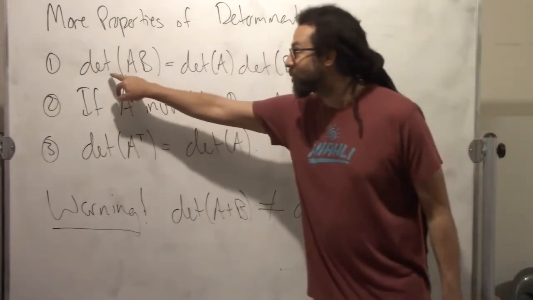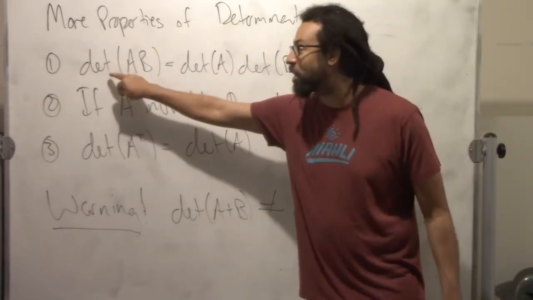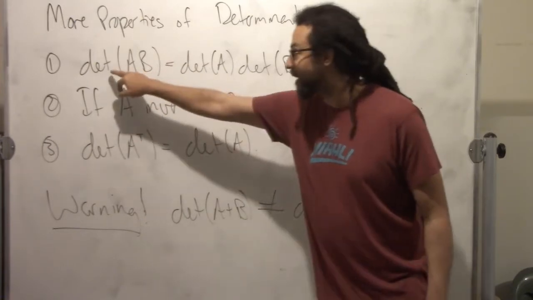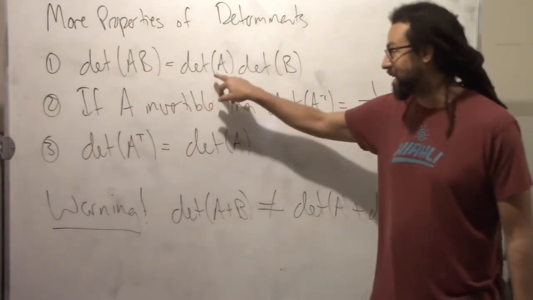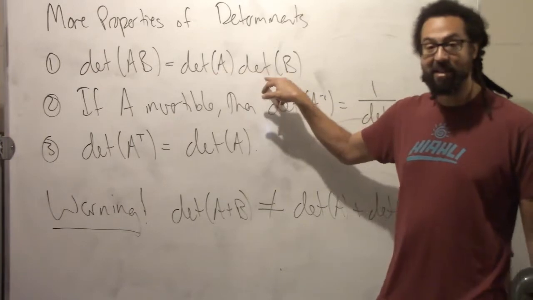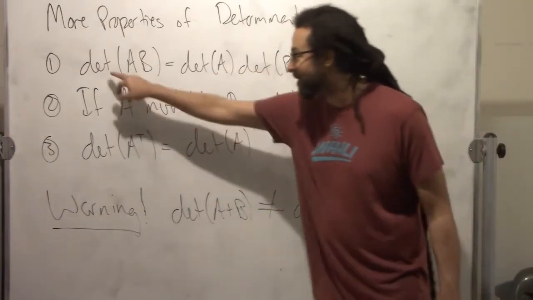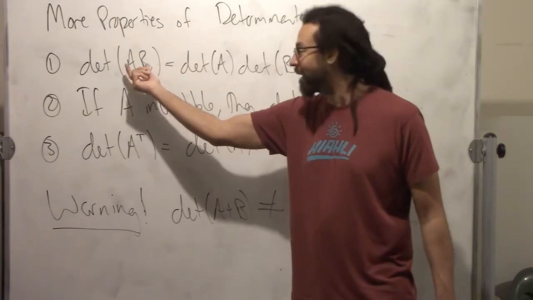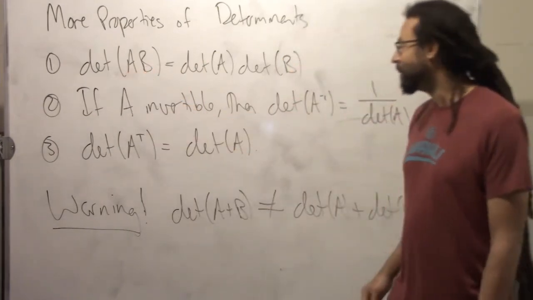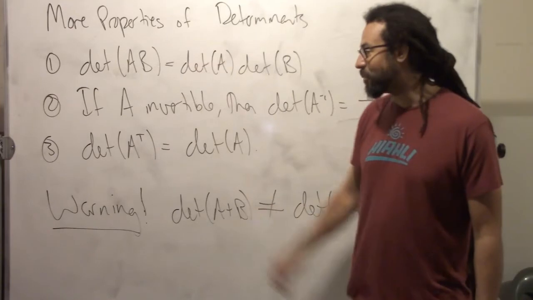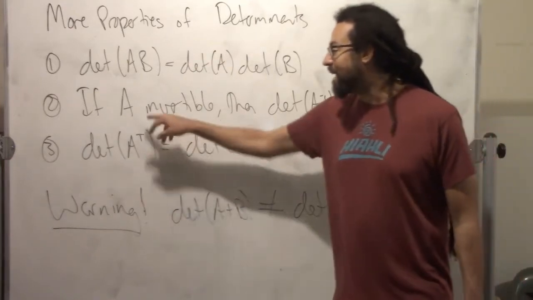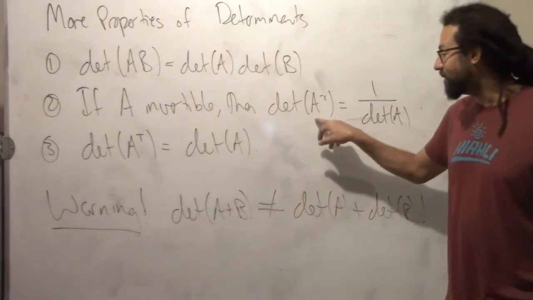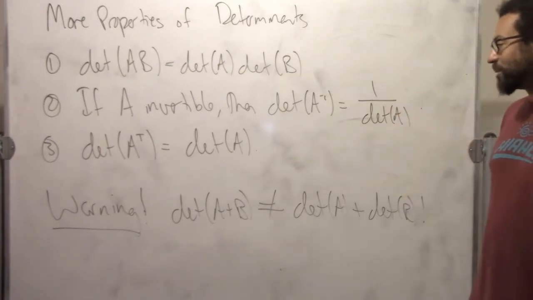So in other words, I'll say sometimes that determinants go through products, right? The determinant of AB is the same thing as the determinant of A times the determinant of B. So the determinant symbol distributed among these two matrices. And then what follows from item one is that if A is invertible, then the determinant of A inverse is 1 over the determinant of A.